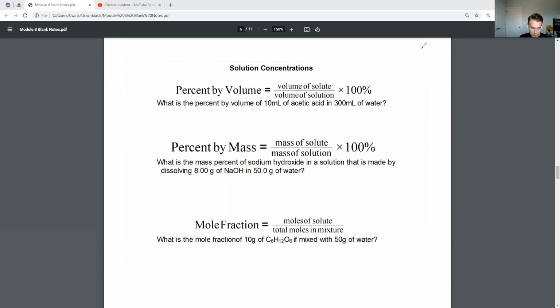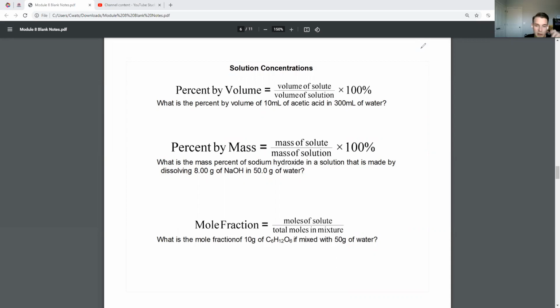In this lesson, we're going to be doing all of the calculations for solutions. Okay, so the first one we're going to start with is percent by volume. Simply the volume of the solute divided by the volume of the solution multiplied by 100%.